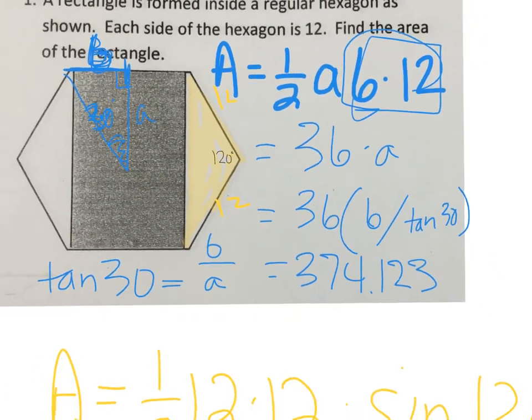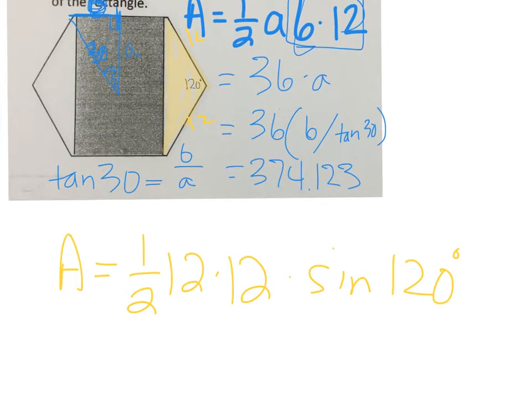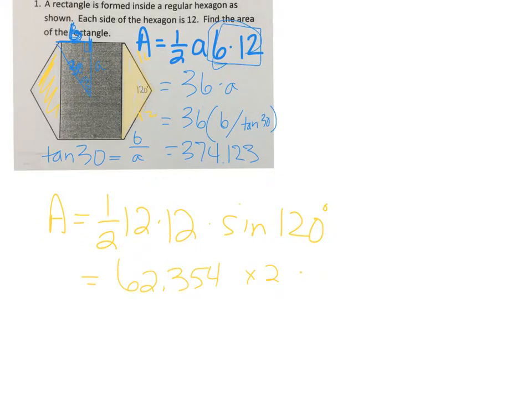So I'm using this trig area formula, 1/2 of 12 times 12 times the sine of the angle between them. And when I put that in my calculator, I get 62.354. Okay, now there are 2 of them. So if I times that by 2, I get 124.708. Now those are both of my triangles.